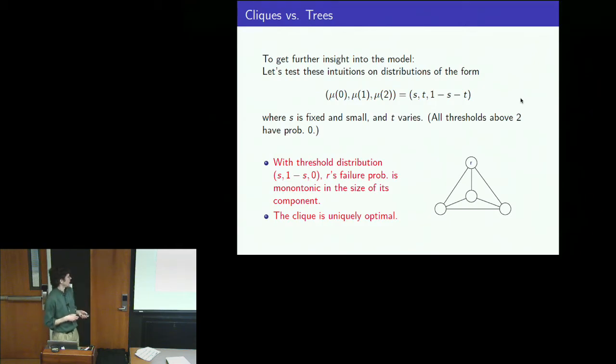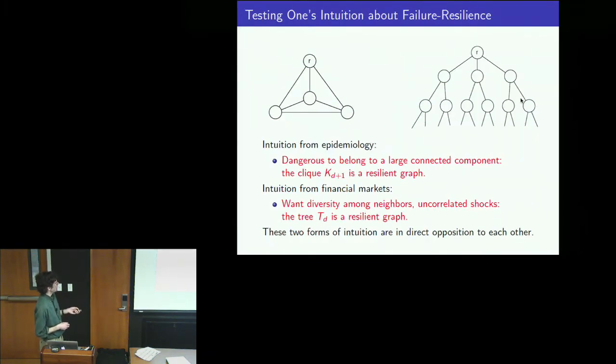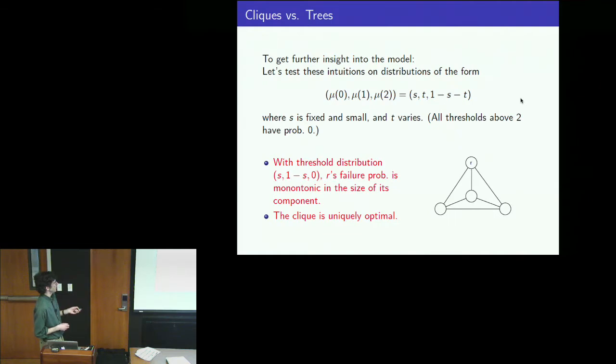Okay, so that says that your failure probability, if you're in node R, is simply monotonically increasing in the size of the component you're in, because it's basically this question of, does one of the coins in that component come up heads and give you a threshold of 0. So therefore, the clique is uniquely optimal, because among all d-regular graphs, the fewest nodes you could possibly have in your connected component is d plus 1, and that's if you're a clique. Okay, good. But that doesn't really resolve this intuition, because clearly here you want to be in the small component.